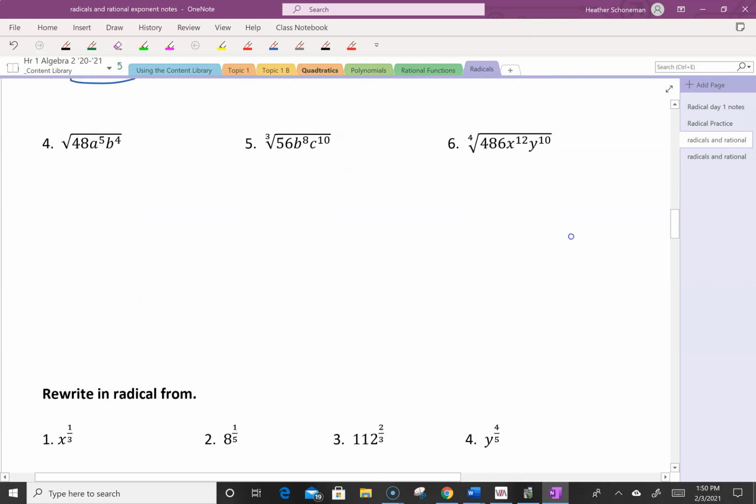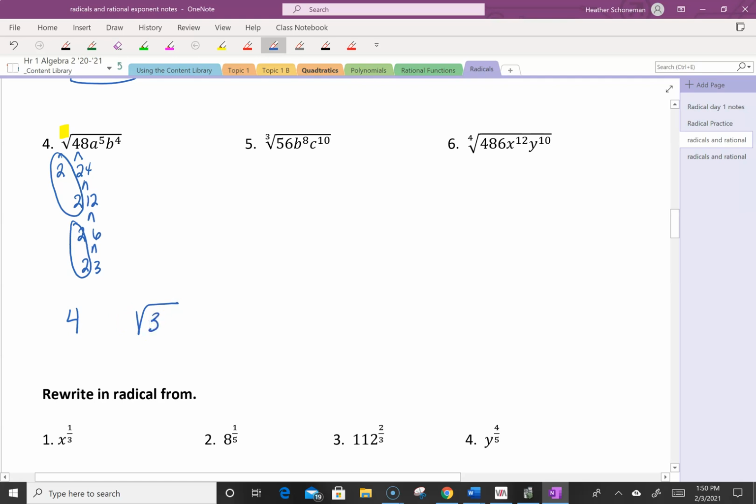Okay, let's look and see what happens on 48. Now we're doing square root because there's no number, there's an invisible 2. So we're going to have to simplify the radical because 48 is not a perfect square. So I'm going to get 2 and 24, 2 and 12, 2 and 6, 2 and 3. Okay, so I have a couple of pairs. So outside I have 2 times 2, which is 4, and then inside I have the 3.